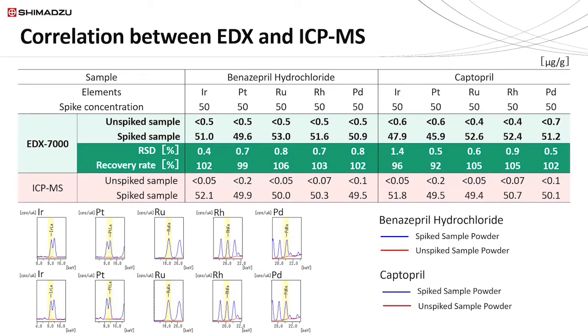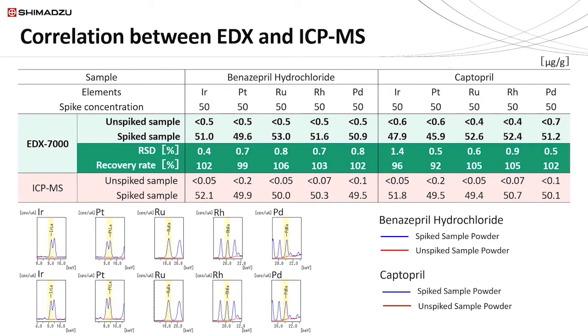This chart is essentially a comparison between EDX and ICP-MS. So we have 2 APIs, benazepril hydrochloride and captopril, and we spiked them, and with the EDX 7000, we got 50 ppm, plus or minus, let's say. The RSD is there, but it's plus or minus 5 ppm or so. And this is compared to the ICP-MS, which also got 50 ppm.